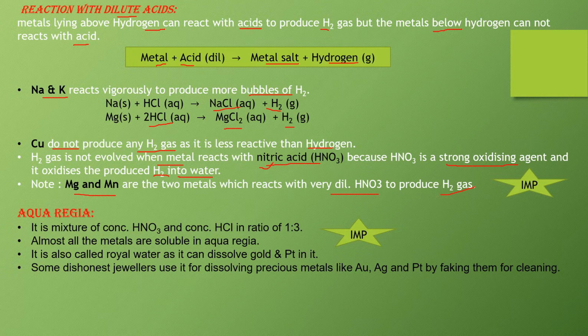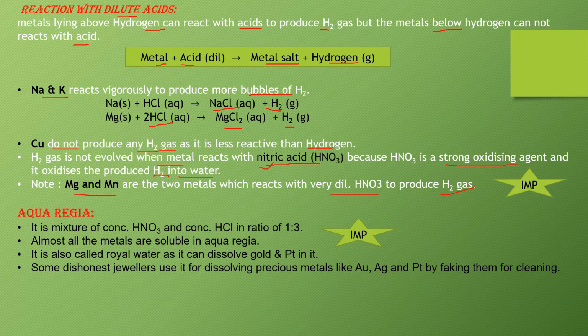Now children, this is a very important question. Three questions are there. First question is name the acid which does not give hydrogen gas with metal. So the answer is nitric acid. Second question is why does HNO3 not produce hydrogen gas with metals? Because HNO3 is a good oxidizing agent and hence it oxidizes the produced hydrogen into water. The third question is name any two metals which give hydrogen gas with HNO3. So the answer is manganese and magnesium.